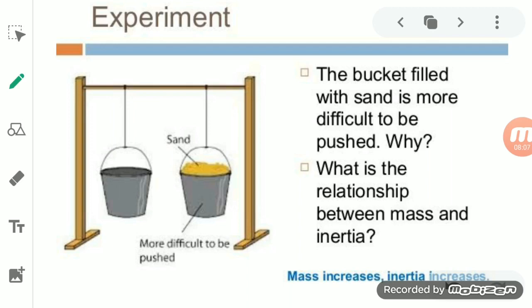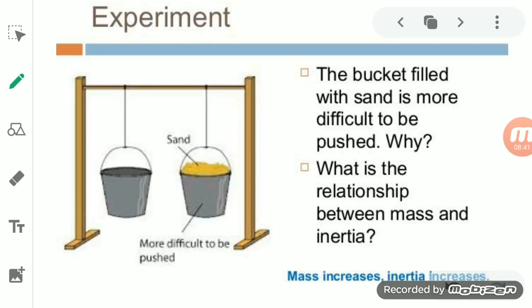Whether it is inertia of rest or inertia of motion, if a body has greater inertia, it has greater resistance to changing its state, so we have to apply more force to change it. So the greater the inertia, the greater the force required to change its state of rest or of motion. Now you can understand this with an example.